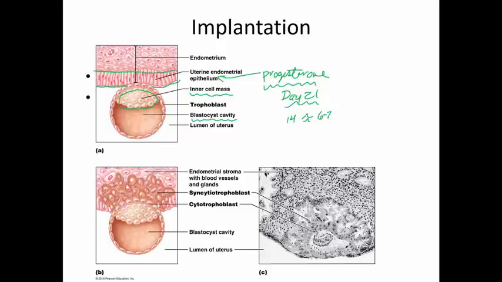So what happens is this blastocyst is going to further differentiate, and specifically the trophoblast, the cells surrounding and forming the wall of the sphere, are going to differentiate into the syncytiotrophoblast and the cytotrophoblast. The syncytiotrophoblast is the part that invades the endometrium. This is the darker part here. And a syncytium is when you have a group of individual cells that act as a unit.